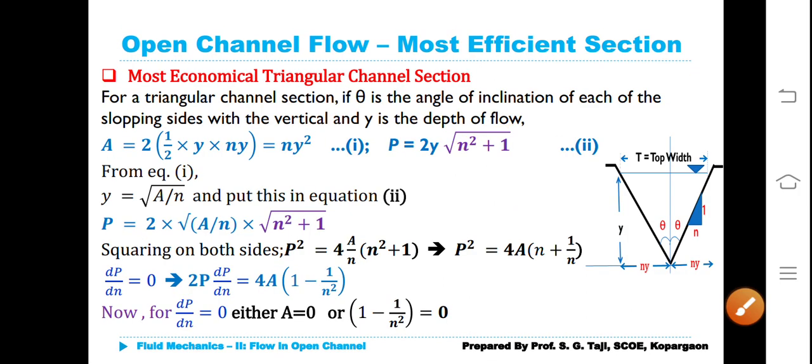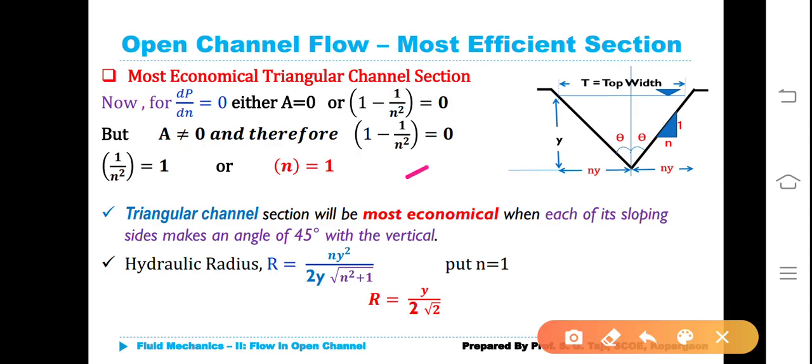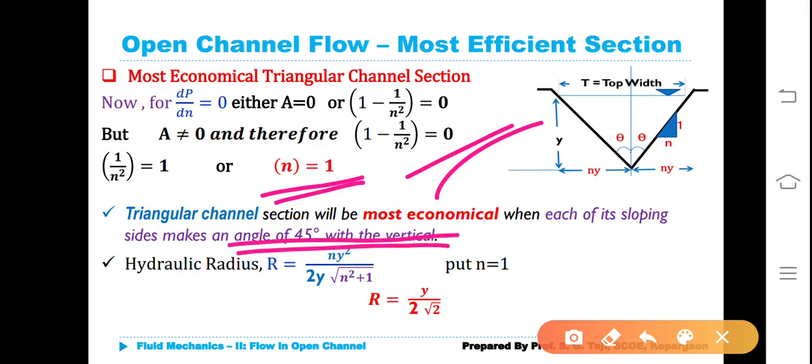That is, 1 upon n squared is equal to 1 or n is equal to 1. What do you mean by n is equal to 1? n is nothing but tan theta. Tan theta is equal to 1. When is tan theta equal to 1? When theta becomes 45 degrees.